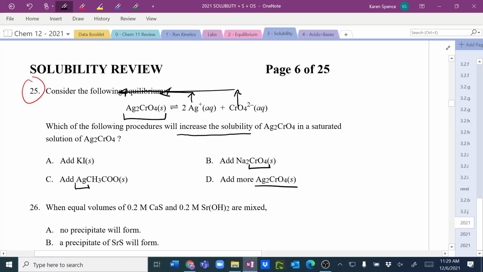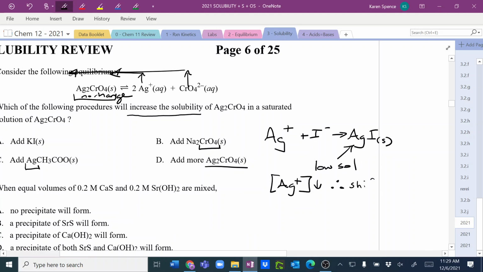But Ag and I will precipitate one another because they are low solubility. And so that's going to cause the concentration of silver to decrease, and therefore it shifts right.